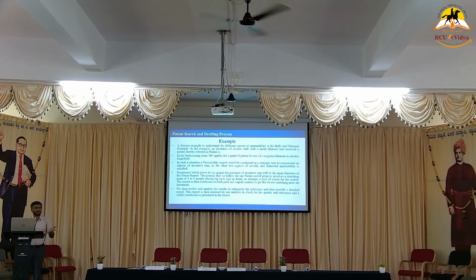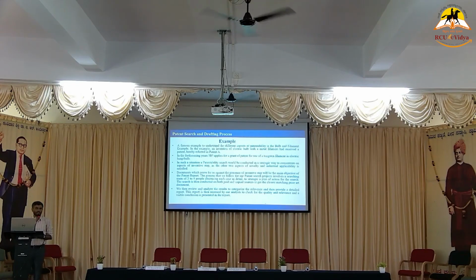In the coming year, person B applies for a grant of patent for using a tungsten filament in an electric bulb. Earlier, filament bulbs were not done using a tungsten filament. At later stages, people will come with innovation, so a tungsten filament can be done. So he also applies for a patent. What happens? We'll see. In such a situation, the patentability search would be conducted in a strategic way. So it will be evaluated in a proper way, to concentrate on aspects of inventive steps.